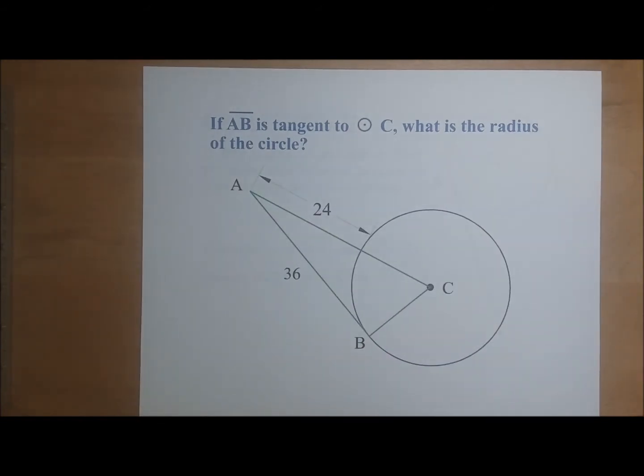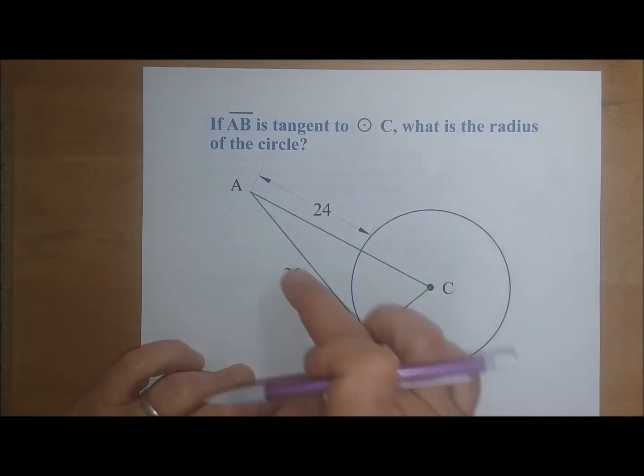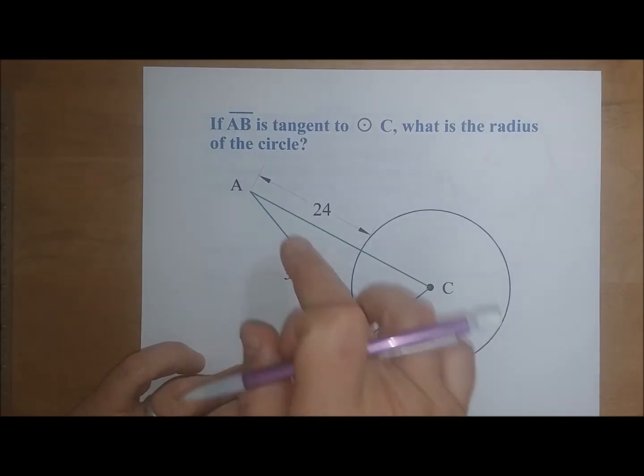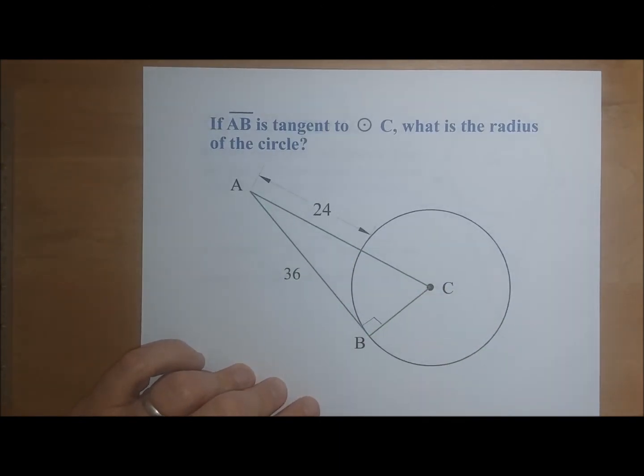Let's try one more of these, and this would probably be a good time for you to pause the video and maybe try this one yourself, just to see how you do. They're telling us that AB is tangent to circle C. What is the radius of the circle? Okay, well, if it's tangent, I'm going to go ahead and mark that. That's an important piece of information. The only way it can be tangent is if it's perpendicular to a radius at the point of tangency.